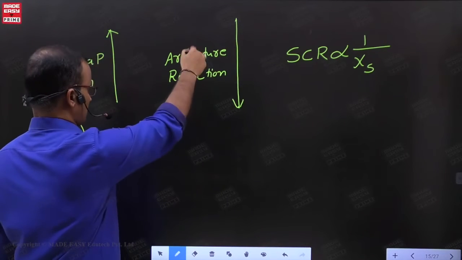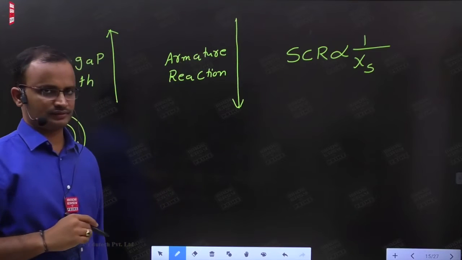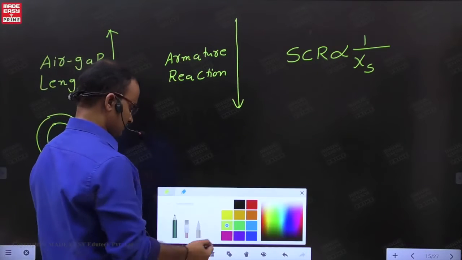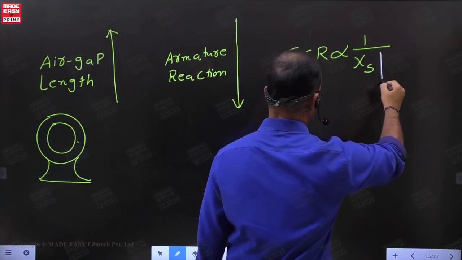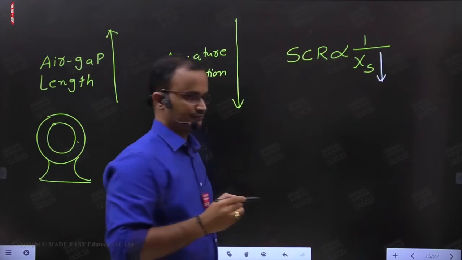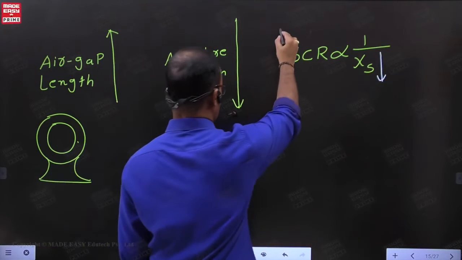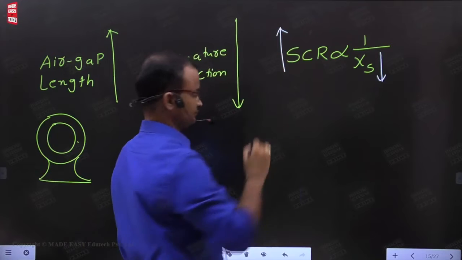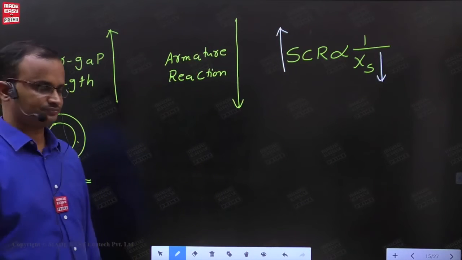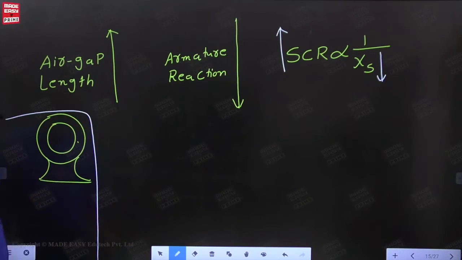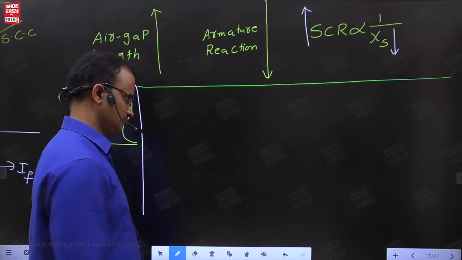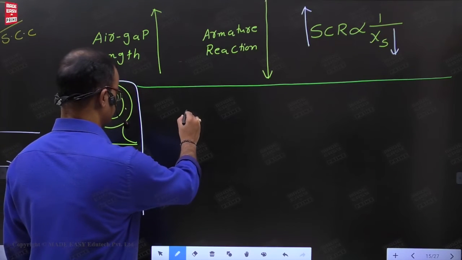देखिए इधर armature reaction is decreasing. Whenever the armature reaction decreases, indirectly you can conclude the XS value also decreases. If XS decreases, the SCR increases. SCR increases. Next, let us see the P output.